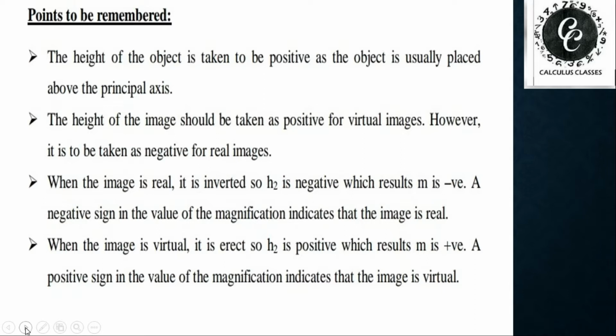A negative sign in the value of magnification indicates that the image is real. The negative sign doesn't mean that it is less than zero; the negative sign will say that it is a real image. And second, when the image is virtual, it is erect. So H2 is positive and the result M is positive. So if the value of magnification is positive, it will show that the image is virtual.